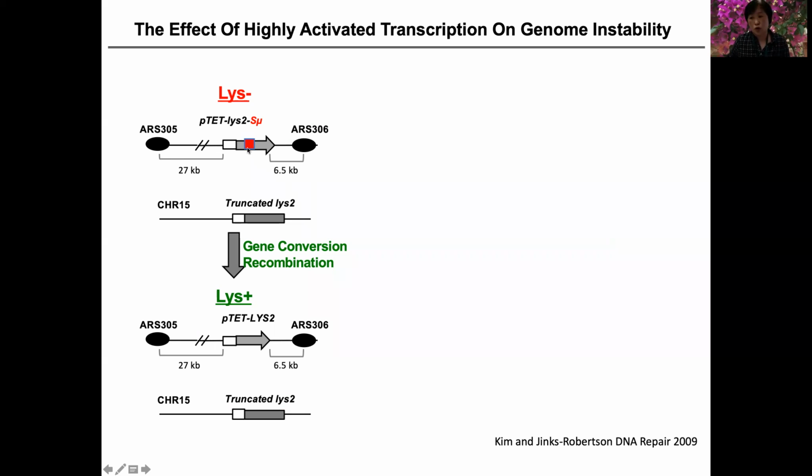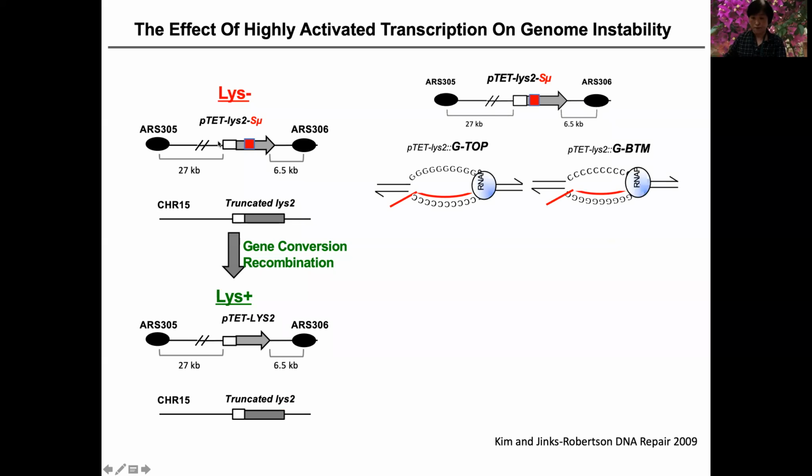If a break occurs at this red box, then it can be repaired through recombination with another piece of DNA somewhere else, but that recombination results in a phenotypic change from Lys minus to Lys plus that we can score, so we can actually measure and answer quantitatively the recombination rate occurring at this gene. And that will be a representative of how often breaks occur at this location.